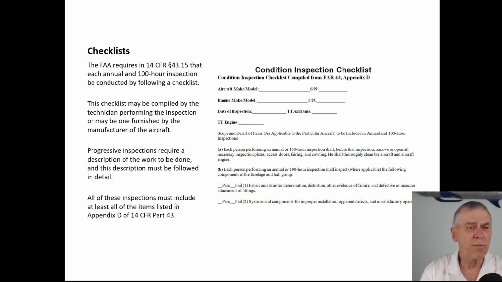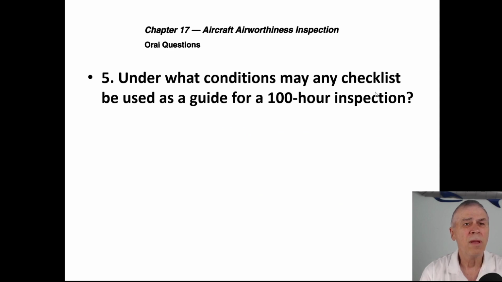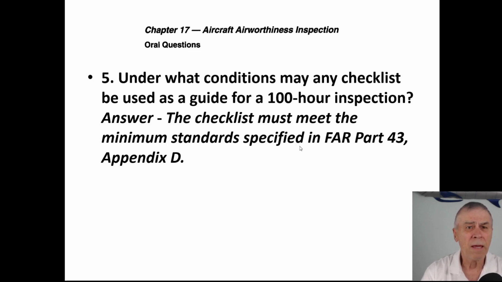All right. All these inspections must include at least all the items listed in Appendix D of FAR 43, which I'm sure I'm going to reproduce here. Here's the checklist, so let's see if there's a question on the checklist first. Under what conditions may any checklist be used as a guide for a 100-hour inspection? Pretty much any one that complies with the requirements of Appendix D of Part 43 is going to be okay. The minimum standards, usually you'll be more detailed beyond the requirements of the Appendix D checklist.